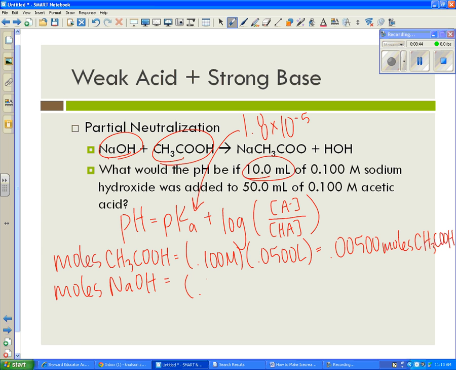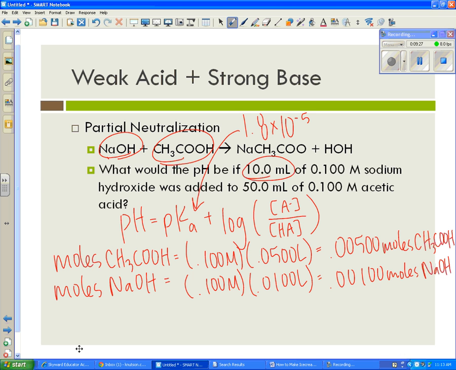Here we have 0.100 molar times 0.0100 liters is 0.00100 moles of base. Now, according to the balanced equation, the acid and the base react in a 1-to-1 ratio. Because they react in a 1-to-1 ratio, if 0.00100 moles of base reacts, how much acid will react? The same amount, 0.00100 moles of acid will be reacted.